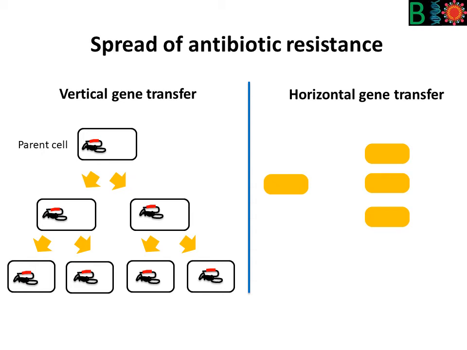In case of horizontal gene transfer, once a cell acquires antibiotic resistance, it then transfers the property to other cells in the population within the same generation. Plasmids and bacteriophages usually transfer antibiotic resistance horizontally.